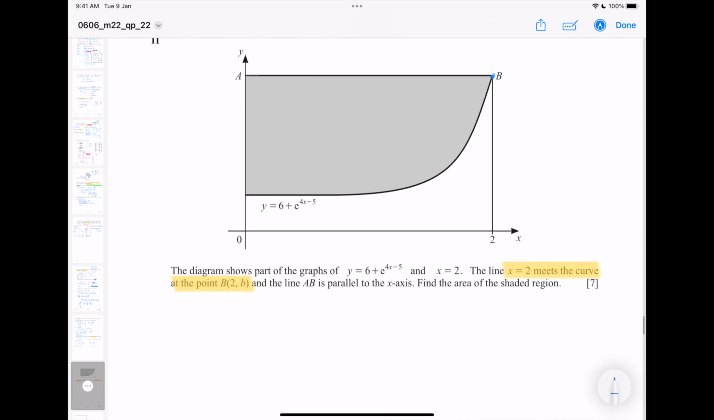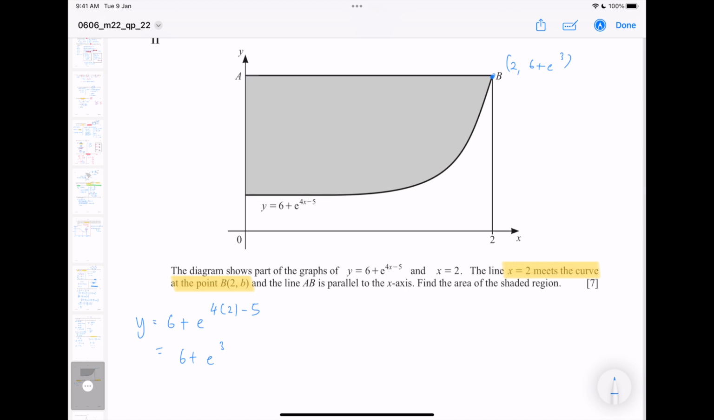Okay, let's get the y coordinate of B, using the same equation because they intersect there. y equals 6 plus e to the 4 times 2, because that's what the coordinate B has, minus 5. It's going to be 6 plus e to the 3. So this is 2, 6 plus e to the 3. That's the coordinate B. What do they want?